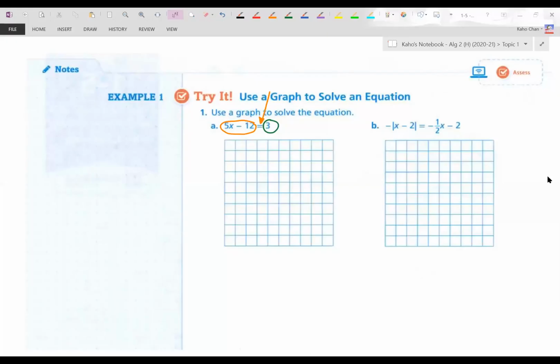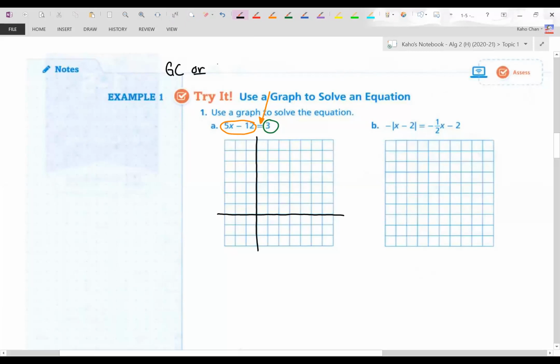All right, switching back to the note taker, let's go and plot what we saw on Desmos onto this coordinate plane. It's mostly in the first quadrant, so I'll just go ahead and eyeball it and put in some vertical and horizontal axis. The left side is technically 5x minus 12. So remember, we use either a graphing calculator or Desmos.